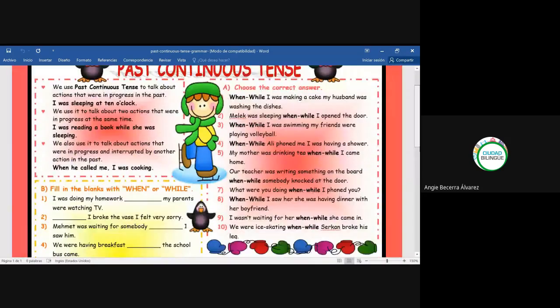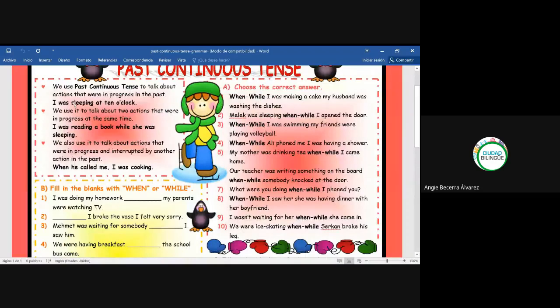Before starting to do these exercises, we're going to remember what we use the past continuous for. So here we have it. And here it says, we use the past continuous tense to talk about actions that were in progress in the past. I was sleeping at 10 o'clock.